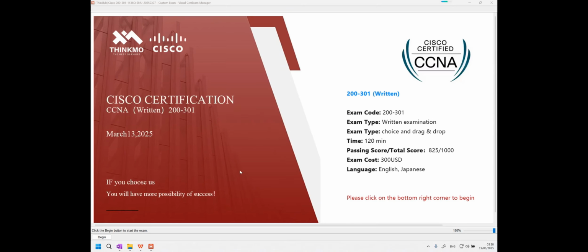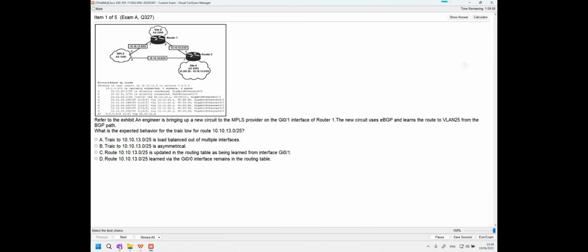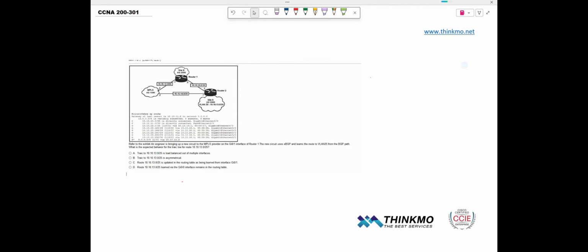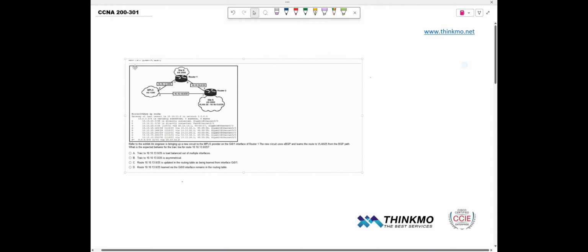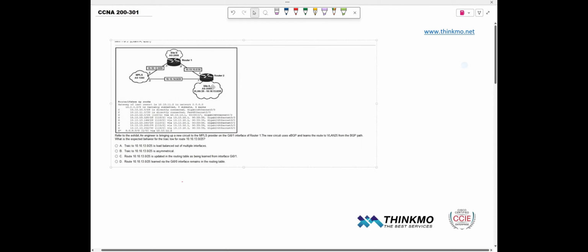Hello everyone. Today I will explain 5 technical questions from the CCNA exam. Let's look at the first question. For the first question, we're asked to refer to this diagram. The diagram here is a bit small, so I'll enlarge it a bit.